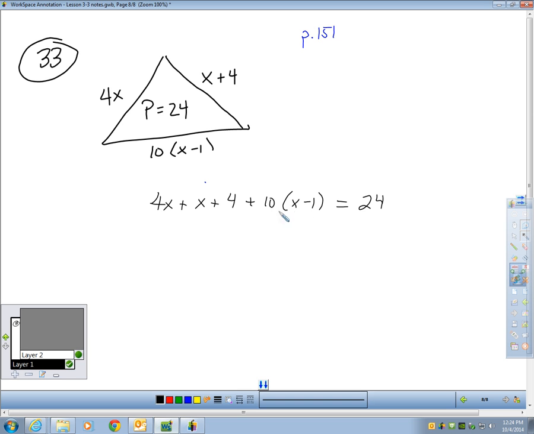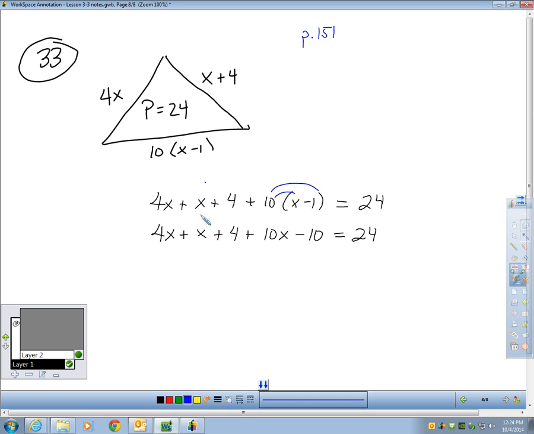Now, for this problem, if I do the onion, I'm going to have a ton of layers. So I think I'm going to simplify this one. I think that would be easier. Let's simplify, okay? Let's distribute real quick. I have 4x plus 1x plus 4. Let's distribute. 10 times x is 10x. 10 times negative 1 is negative 10.